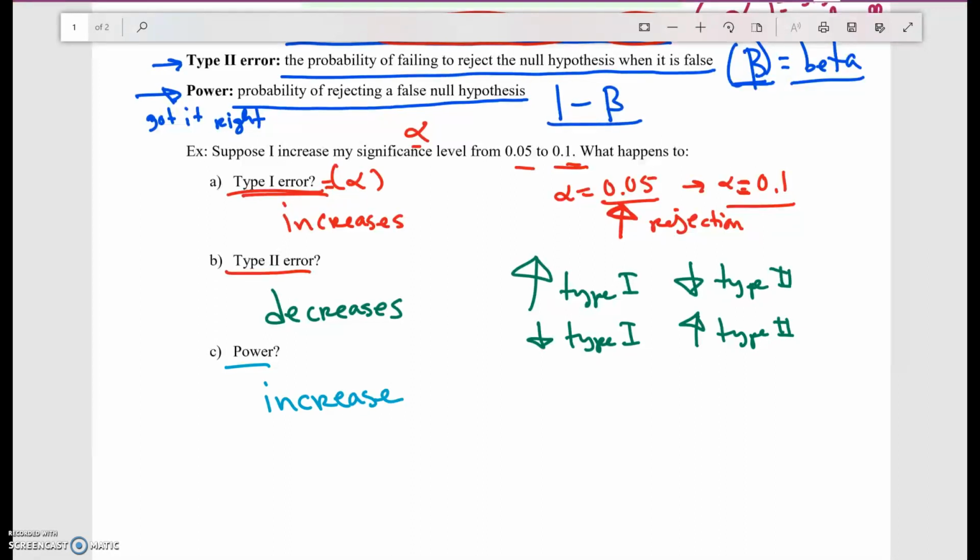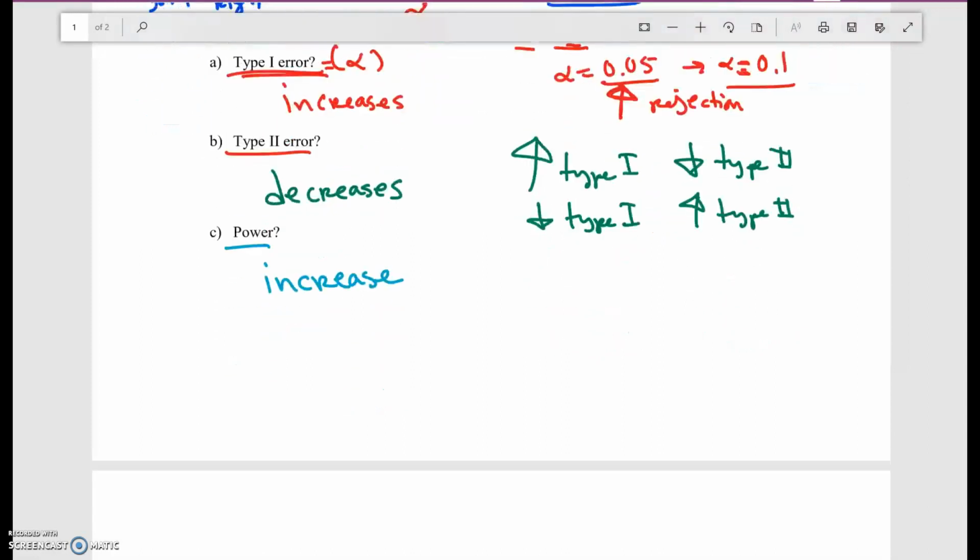Okay? So that's what's going to happen. So that is one of the examples. Now let's do one more example.